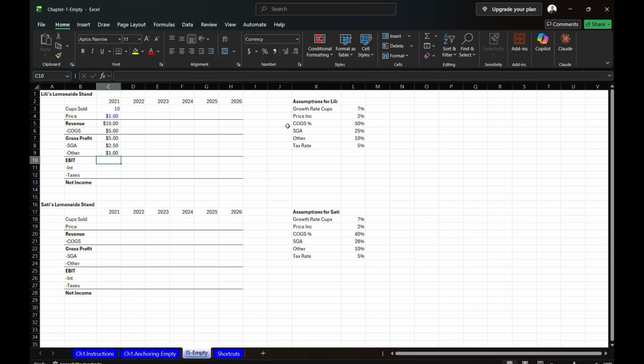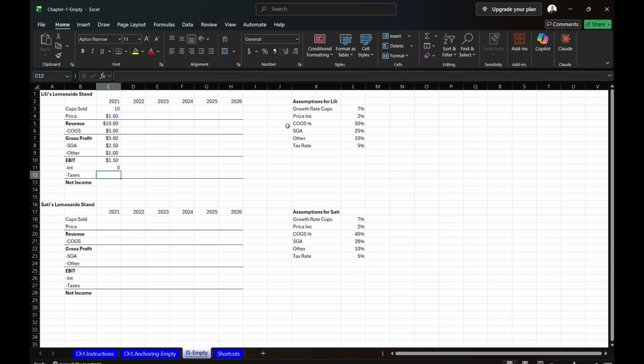So moving on to our EBIT, we are going to do equals our gross profit here, and then minus our other two expenses here. Minus, enter. And that is our EBIT, our earnings before interest and taxes. And so now under EBIT, we'll see interest. For interest, it's going to be 0, enter. We have no debt. Lily's parents gave her some upfront cash, so she doesn't have to borrow anything. We're just going to put 0 there.